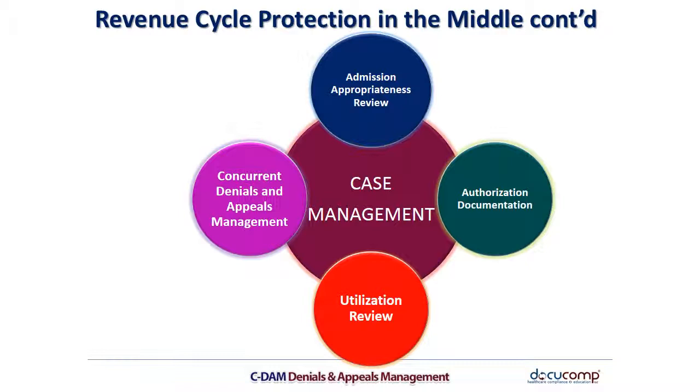One of the largest, most important functions in the middle of the revenue cycle could easily be identified as case management, making sure that all patient admissions are appropriate and the documentation necessary to support authorizations and combat concurrent denials and appeals is available, which is necessary for an effective revenue cycle process. Making sure that all the pieces and parts in terms of medical documentation are available is imperative to effective case management as well as utilization review.